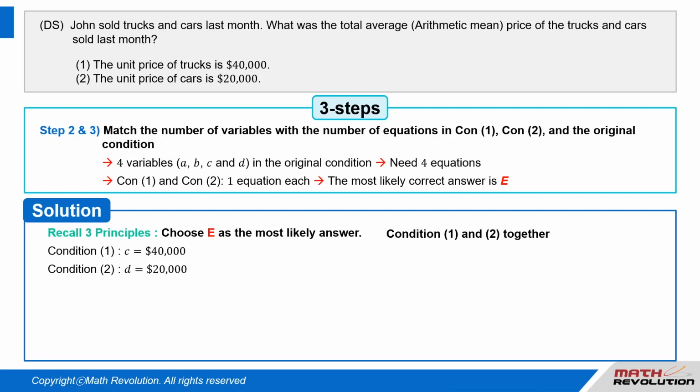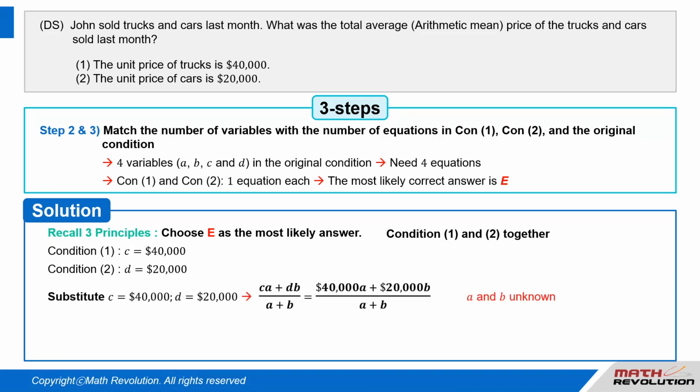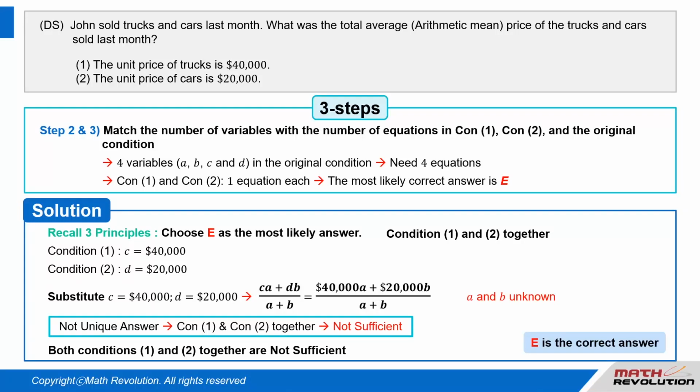Condition 1 tells us that C equals $40,000, and condition 2 tells us that D equals $20,000. Substituting these numbers into the formula (C times A plus D times B) over (A plus B) gives us ($40,000 times A plus $20,000 times B) over (A plus B). But we still cannot find the unique value of (C times A plus D times B) over (A plus B), as A and B are unknown. So conditions 1 and 2 combined are not sufficient.